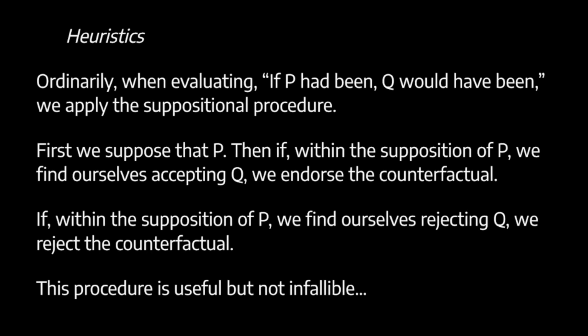So, with if P had been, Q would have been, when we consider this, first of all, we make the supposition that P. Then if within this supposition of P we find ourselves accepting Q, we endorse the conditional, if P had been, Q would have been. Or if within the supposition of P we find ourselves rejecting Q, we reject the whole counterfactual. This suppositional procedure is perfectly fine as a heuristic, but Williamson says there are many contexts in which it's misleading, in which we would not want to apply a procedure like this.